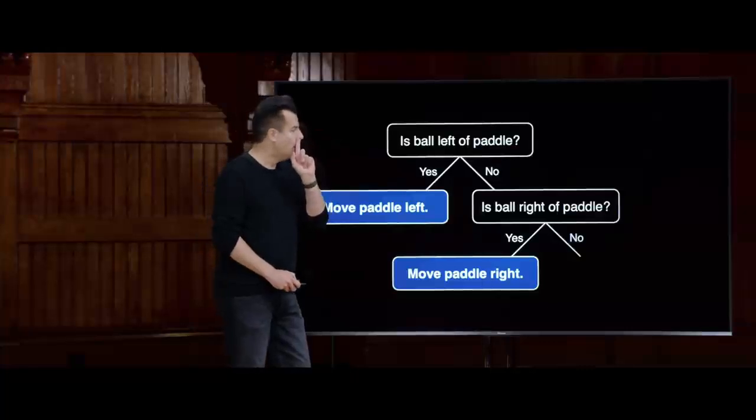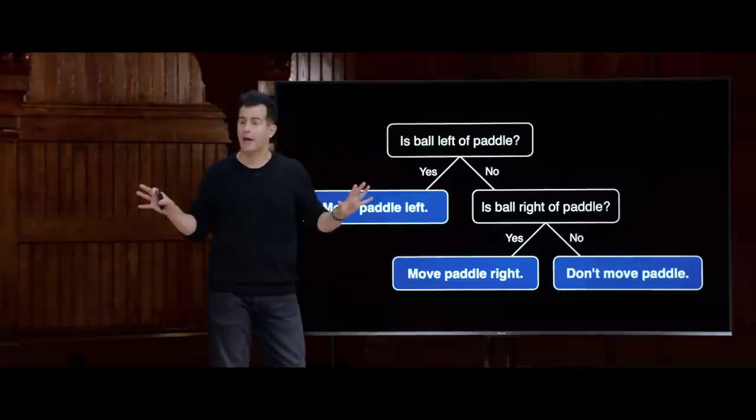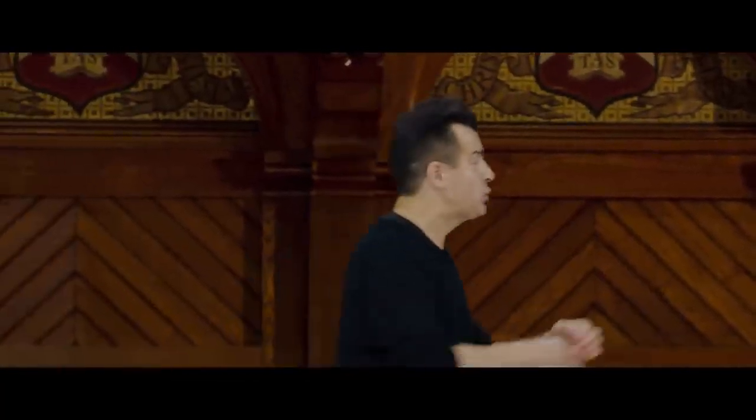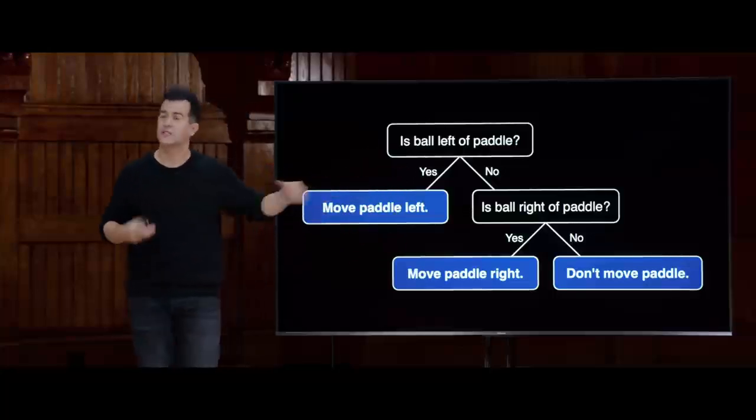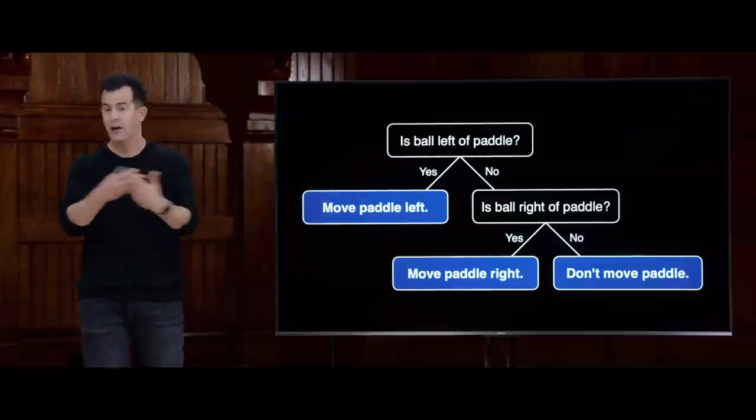But if no, then you should probably not move the paddle and stay where you are. So not very hard, but now you can imagine, especially if you're in CS50 or you're a computer person, we could probably translate this to some kind of code in some language, because it's very much based on conditionals. If, else, so to speak. So what does that do for us?